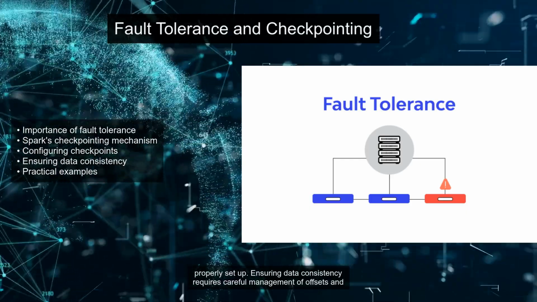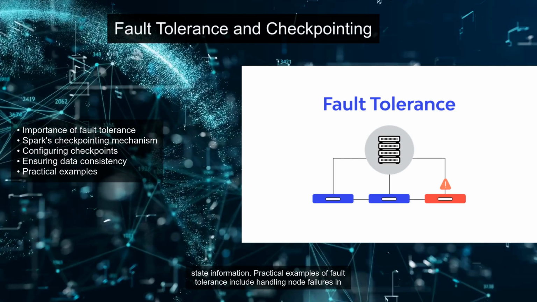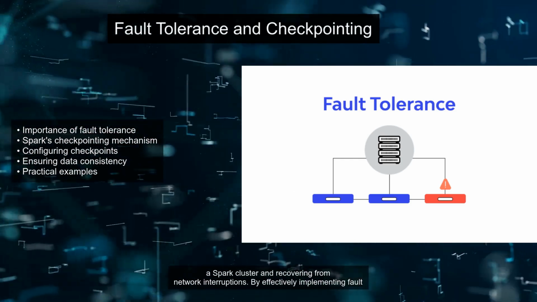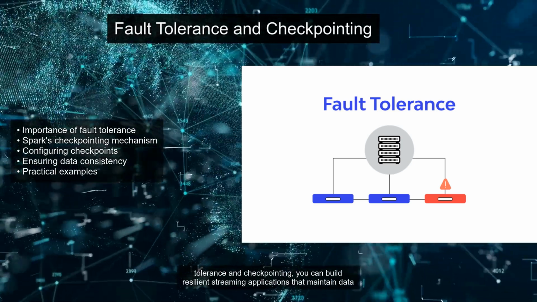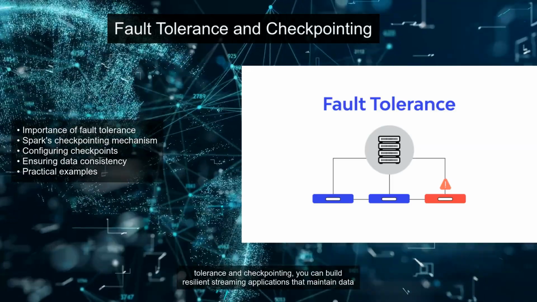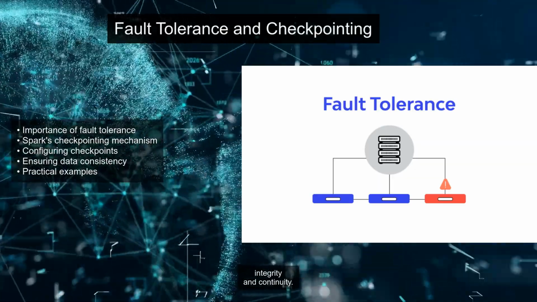Ensuring data consistency requires careful management of offsets and state information. Practical examples of fault tolerance include handling node failures in a Spark cluster and recovering from network interruptions. By effectively implementing fault tolerance and checkpointing, you can build resilient streaming applications that maintain data integrity and continuity.